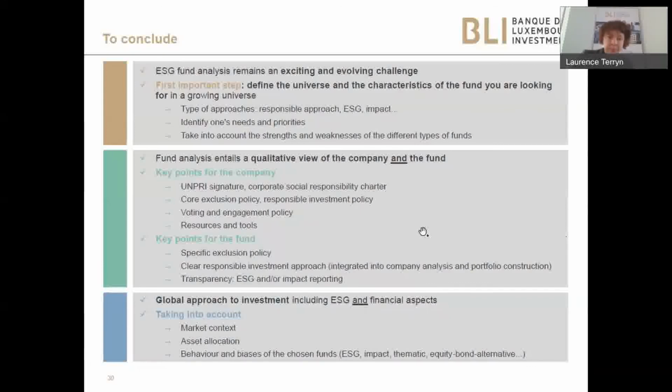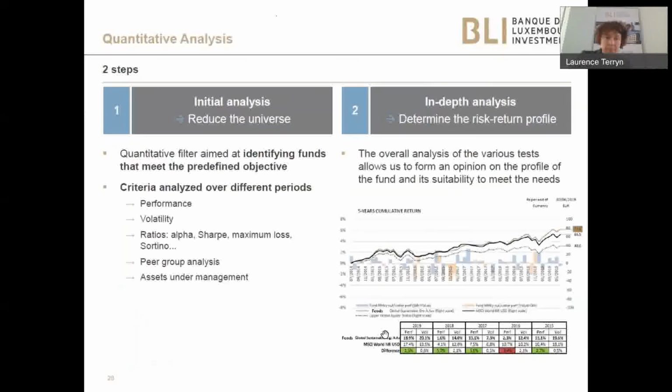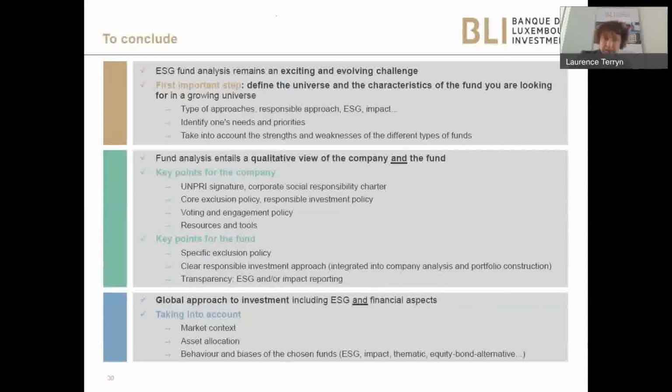For the fund itself, key points would be a specific exclusion policy, a clear responsible investment approach, integrated into the company analysis and the portfolio construction, and the transparency side, is there ESG and impact reporting. Can we have a view how the ESG is done at each position at the portfolio level? We, as a conclusion, take a global approach to investment, including ESG of different strategy, but also financial aspects. We take into account the market context, the asset allocation, the behavior, and bias of the chosen funds. Is it ESG, impact, thematic, equity, bond, alternative?